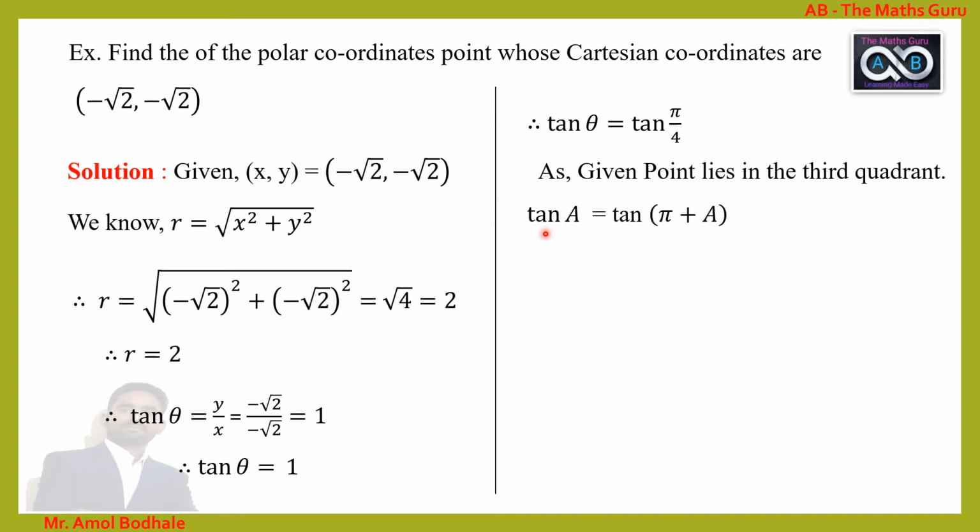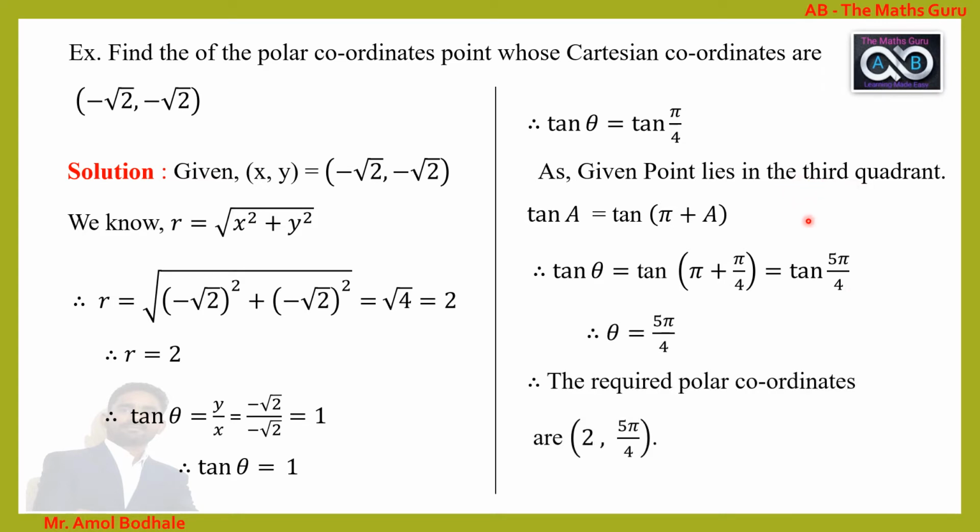So we can write tan of any angle A as tan of pi plus A. That means the angle lies in the third quadrant, which is greater than 180 degree, that is pi plus A. So this tan of pi by 4 can be written as tan of pi plus pi by 4, that is tan 5 pi by 4. So now we can say theta equal to 5 pi by 4, which lies in the third quadrant. So therefore the required polar coordinates r comma theta are 2 comma 5 pi by 4.